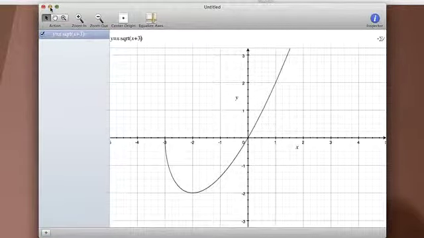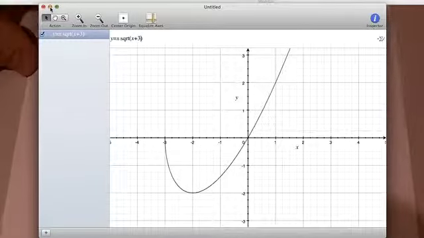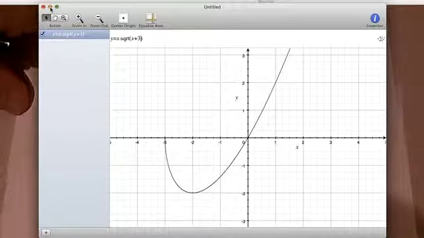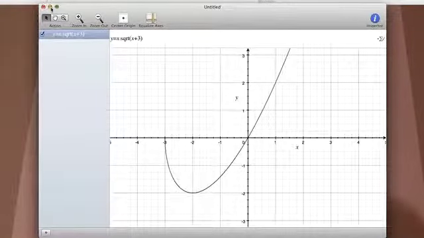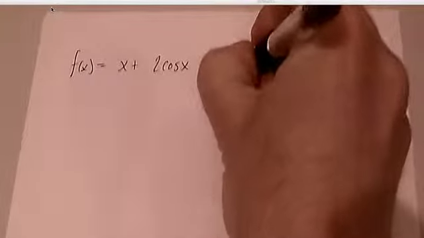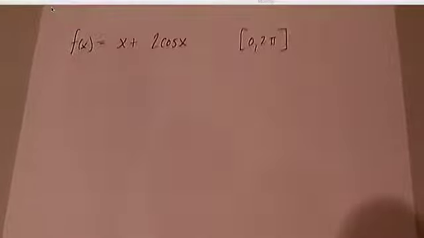Now from here, I want to go ahead and do one more example, and of course we would feel left out if we didn't include a little bit of trig in here. So let's do a trig one. Nothing too nasty. How about f of x is equal to x plus 2 cosine x. And let's concentrate on just the interval 0 to 2 pi.